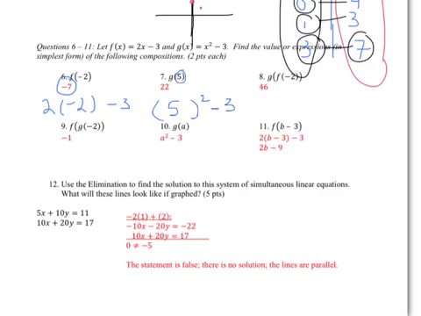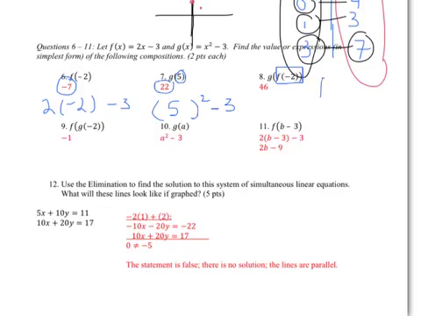5 squared is 25. Minus 3 is 22. Now, numbers 8 and 9 are the trickier ones because these are our real compositions here. We're doing g of f of negative 2. So we're doing g of whatever this is. That's what we're really doing in this problem. But we need to figure out what this is.